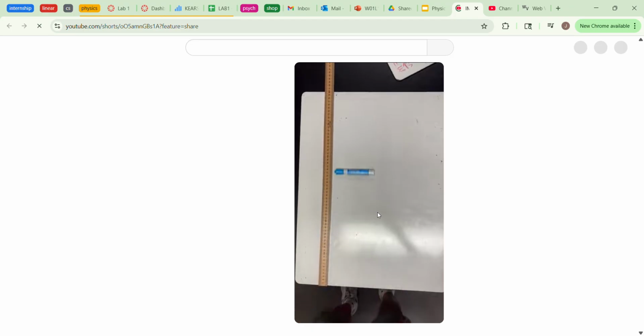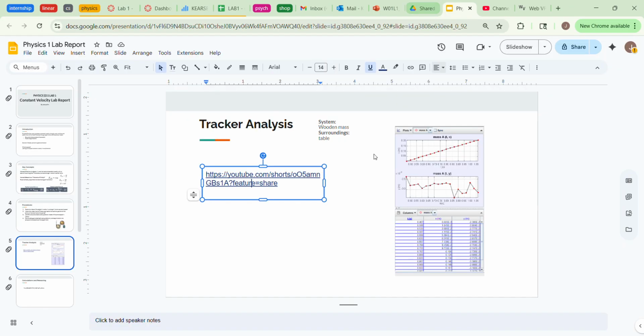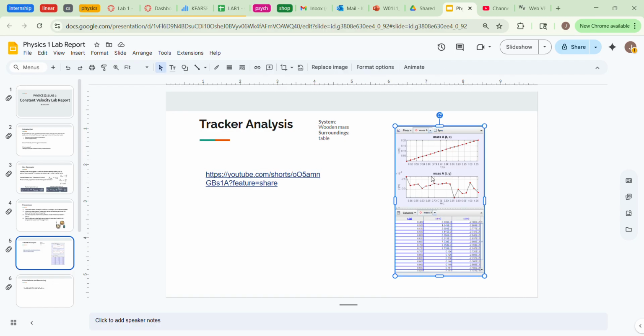Don't have it open just yet. There we go. So as you can see it is constant velocity. And this is my graph, which displays the time and the x coordinate. We don't really care about the y coordinate because it should stay the same. We're not really moving anywhere in terms of height, we're moving in one dimension.